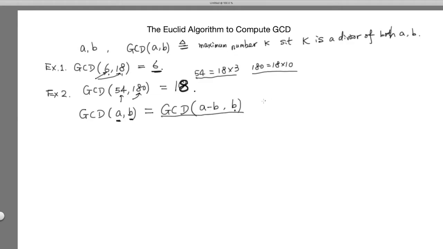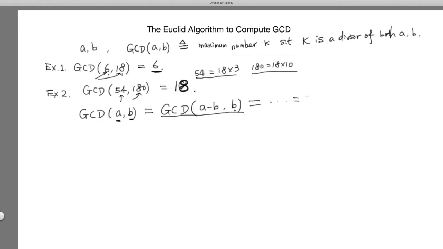And you keep doing this. Every step, you pick the larger number and subtract the smaller number from it, and you keep the smaller number and use the difference as the second number. And you keep doing it until one number is 0. Then the other number is going to be the GCD.